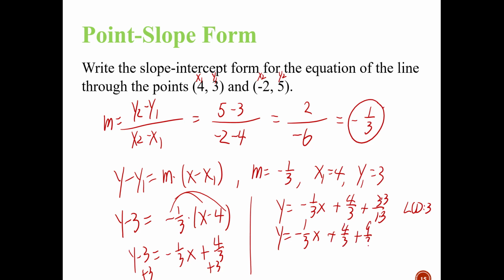Y equals -1/3 of x plus 4 over 3 plus 9 over 3. Now like fractions, combine the numerators, 4 plus 9 gives us 13, so 13 over 3. So we get the equation in the slope intercept form, and we graph using the slope and the y-intercept. We talked about that earlier.